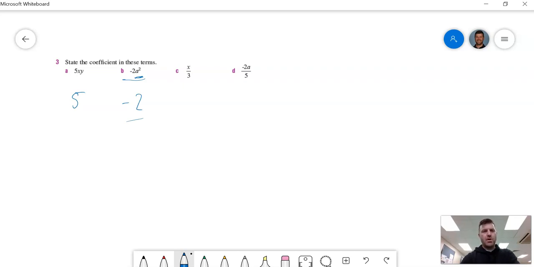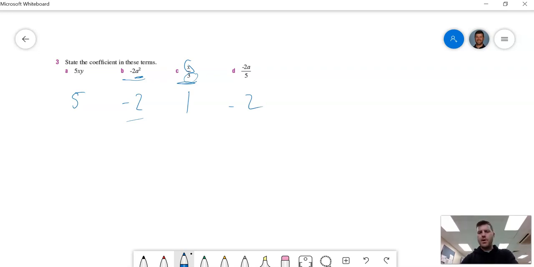What's the coefficient of x in question 3c? Well, remember, the coefficient is a number we're multiplying the variable by. I know we're dividing the variable by 3 here, but what are we actually multiplying the variable by in the first instance? Up the top here. If there's no number in front of it, we assume we're multiplying by 1. So it's a positive 1. Okay? And in question 3D, what is the coefficient of the variable? Which is a. Coefficient is minus 2 again.